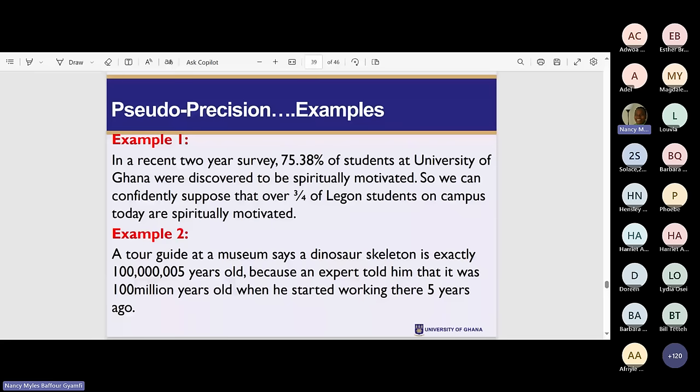So the person puts the figures there as a supposed research done, and it impresses people, and they say, oh wow, we are confident about Legon, and they are spiritual. How did you measure it? What is the determinant? And then you are concluding that about 3/4 of Legon people are spiritually motivated, heavily minded. This is a vague concept. So this is pretending to be precise about something you cannot be precise about: pseudo-precision, false precision. And where is it emanating from? The mystification with the mathematical figure. We are using the maths to numb us. On that note, pseudo-precision, gone.